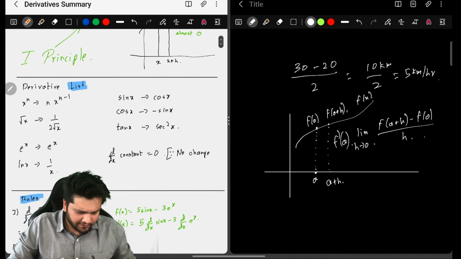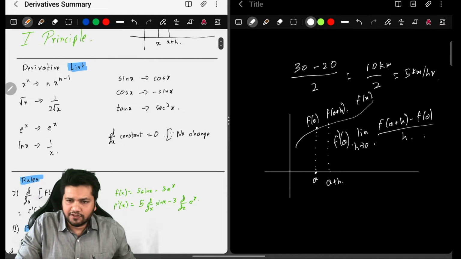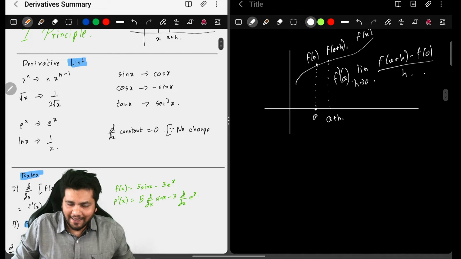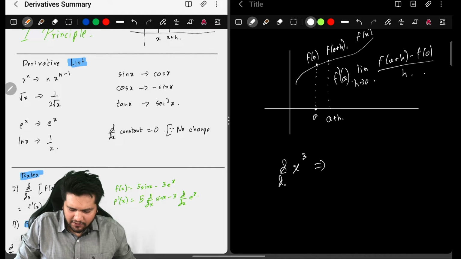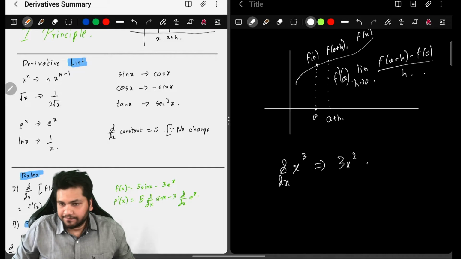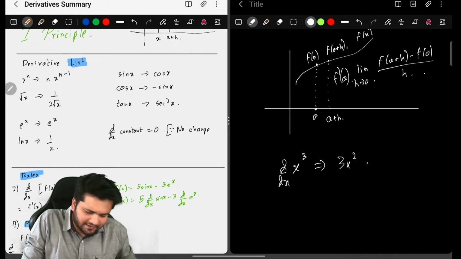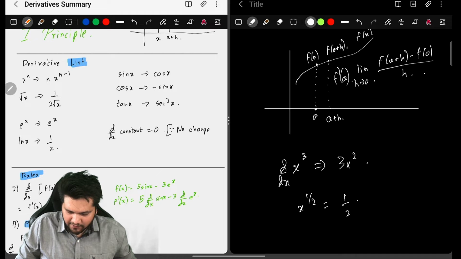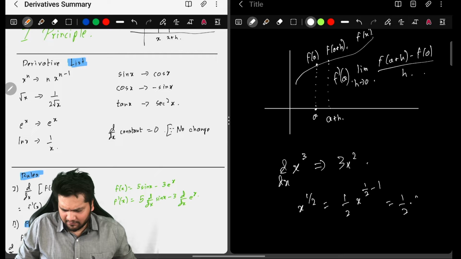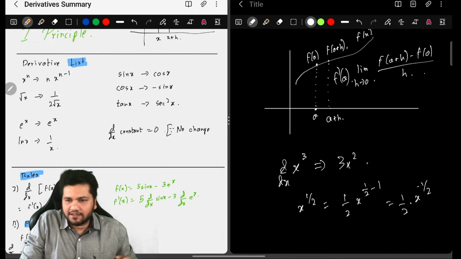With respect to that, we find the derivative of some common functions. As you can see, the derivative of x to the power of n is n x to the power of n minus 1. So if I talk about x to the power of 3, the derivative is going to be 3x square. Similarly, root x can be written as x to the power of 1 by 2, and then the derivative is 1 by 2 x to the power of 1 by 2 minus 1. But since we use it quite a lot of times, I've just written 1 by 2 root x as a special derivative.